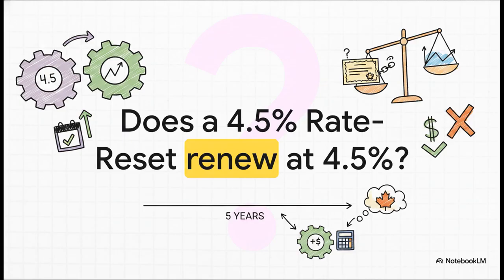At the 5-year mark, the rate completely resets based on the current 5-year government bond yield plus a predetermined spread. Or you can opt to swap it for a floating rate share. Never ever assume past rates guarantee future resets.